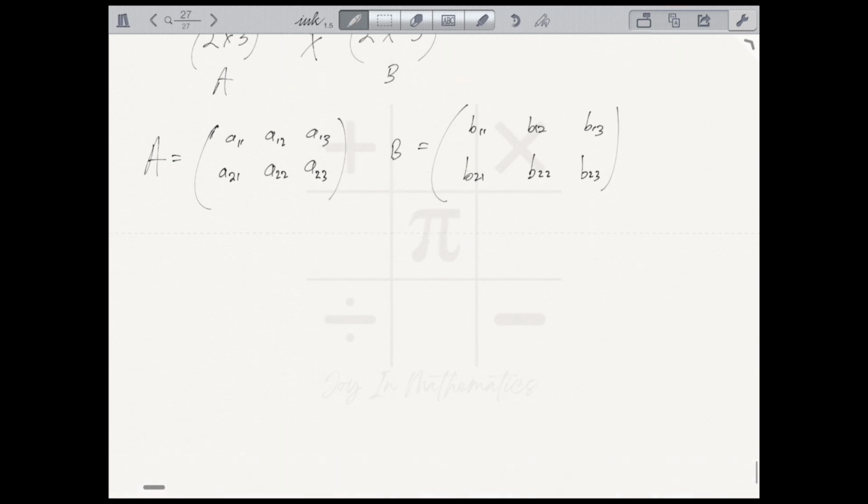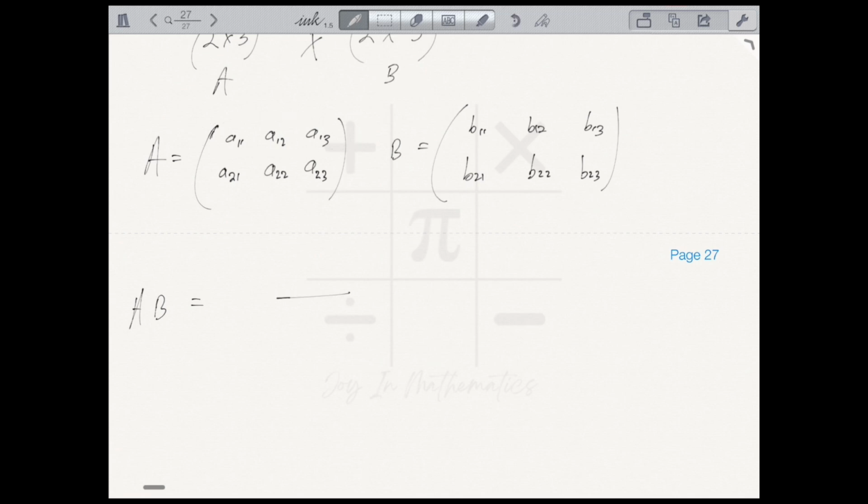Now, of course, when we did a 2 by 2 matrix times a 2 by 2 matrix, we had 4 elements as the result, which is a 2 by 2 matrix. So here we should be expecting probably a 3 by 3 matrix, right? Or sorry, a 2 by 2 matrix. So let's proceed with the results.